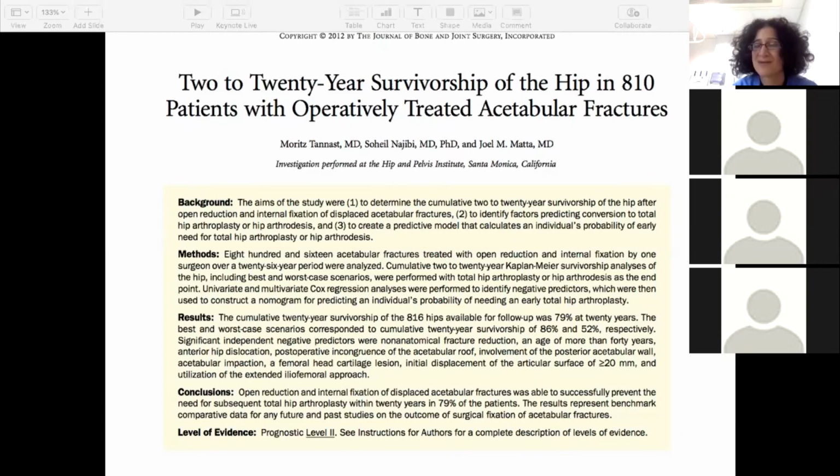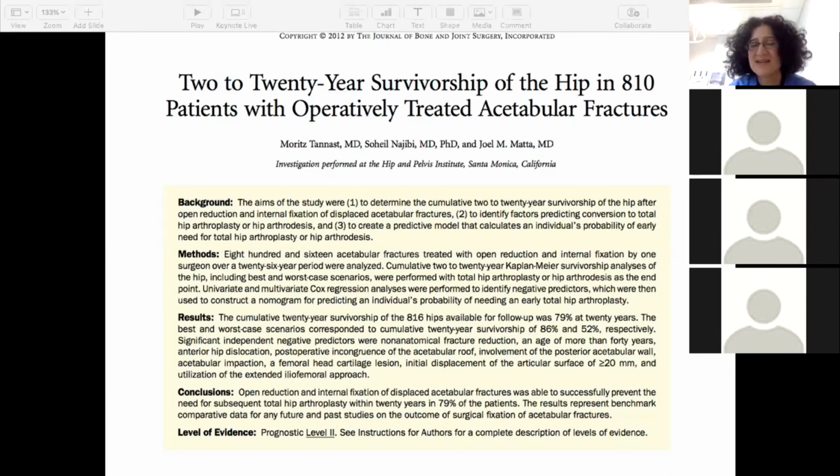Okay, femoral head damage. We have a patient we operated on recently who has all of those things. He's over 40. He has a posterior wall, femoral head damage. We fixed him, and it looks like he may need an early hip replacement.